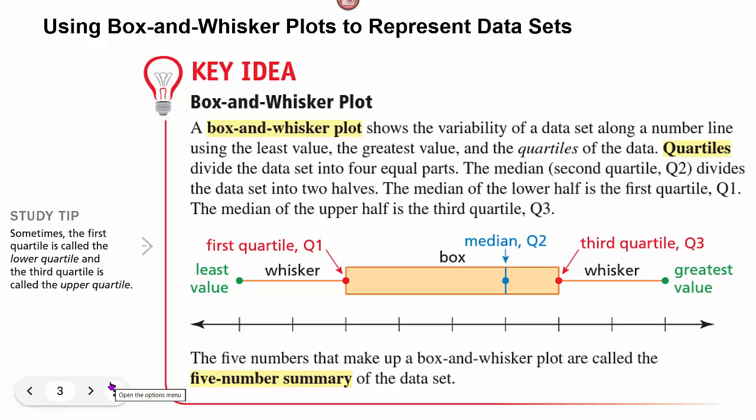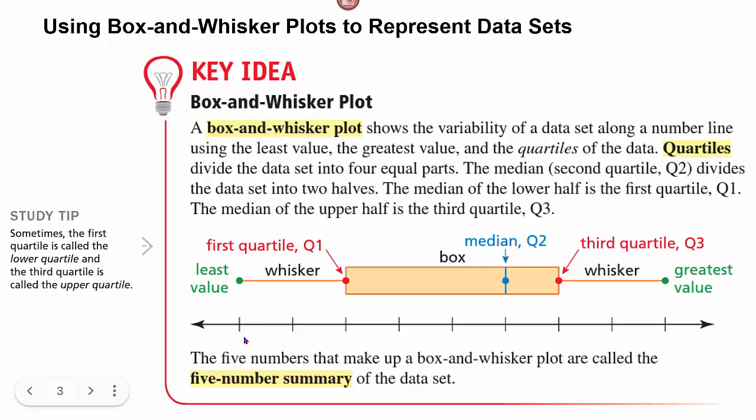The median, which you already know how to do, is the middle value of the data. The median is the second quartile, and we refer to it as Q2. It divides the data into two halves. The median of the lower half is the first quartile, and we refer to that as Q1. And then the median of the upper half is the third quartile. We refer to that as Q3. Here's a picture.